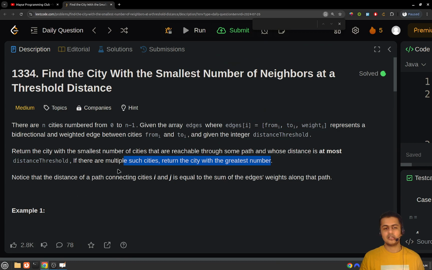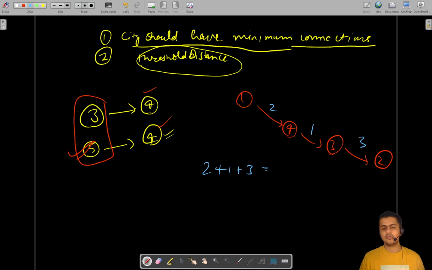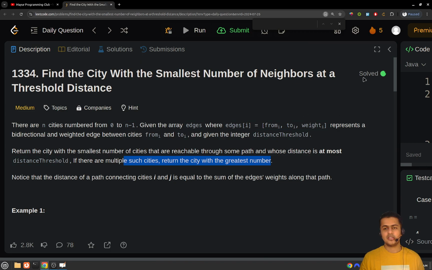So this is what it is saying here, and you have to notice that the distance of the path connecting two cities i and j is equal to the sum of the edge weights along that path. For example, if we are going from 1 to 2 and there are some intermediate cities coming in between, and they also have some distances to them, then our total distance from 1 to 2 will be the sum of these distances: 2 plus 1 plus 3, which is equal to 6. So from 1 to 2 it takes a distance of 6 to reach. This is what the problem statement is saying here.